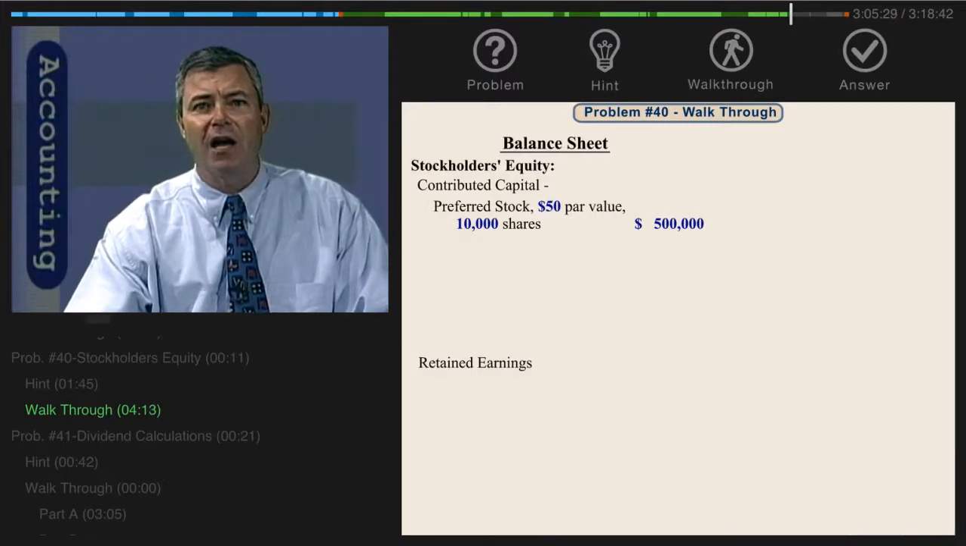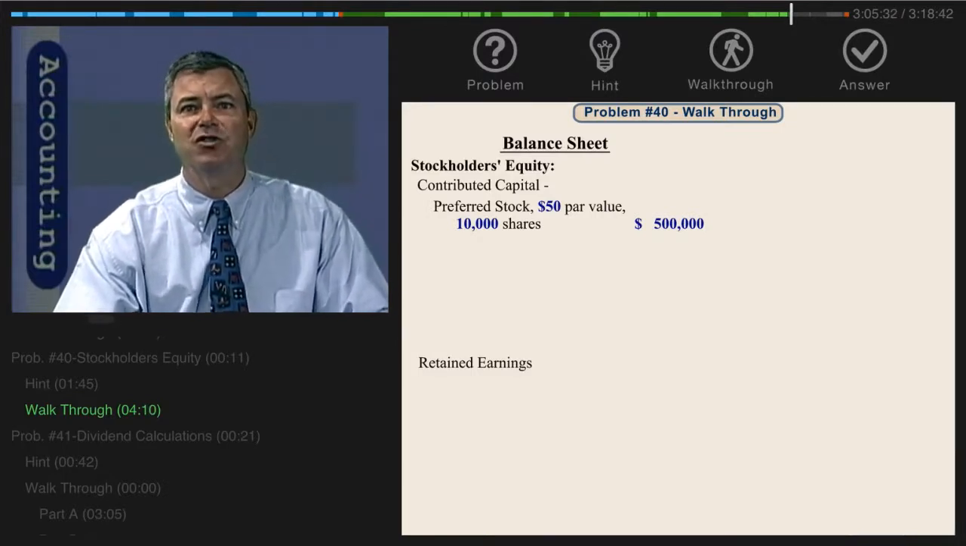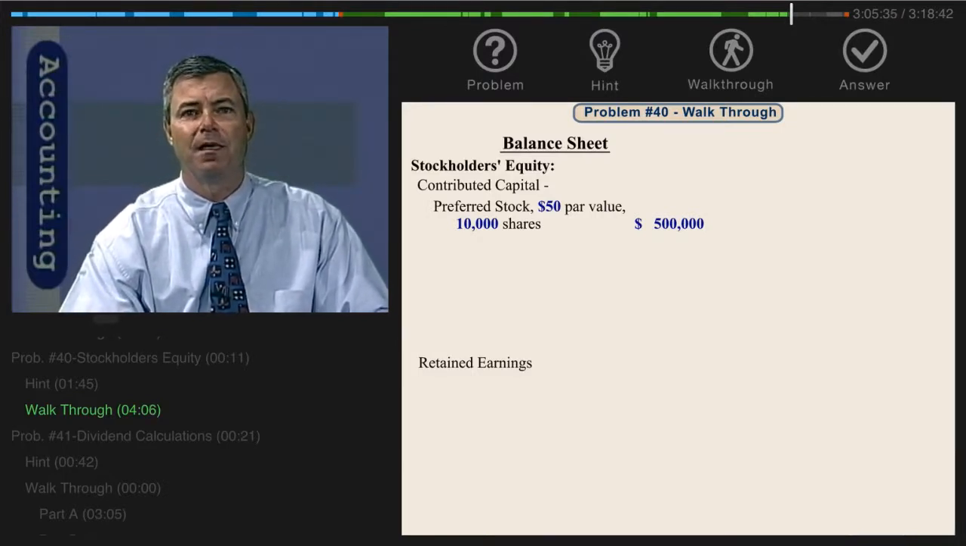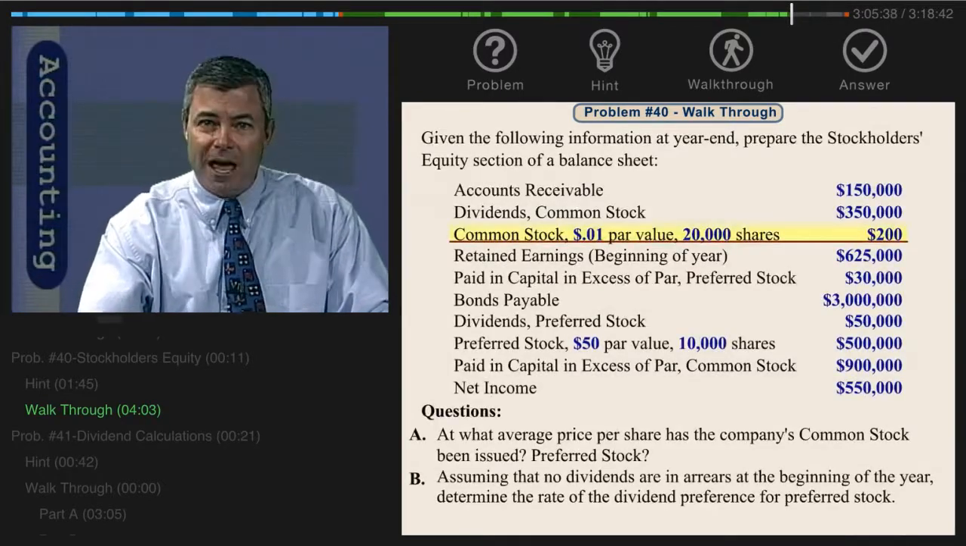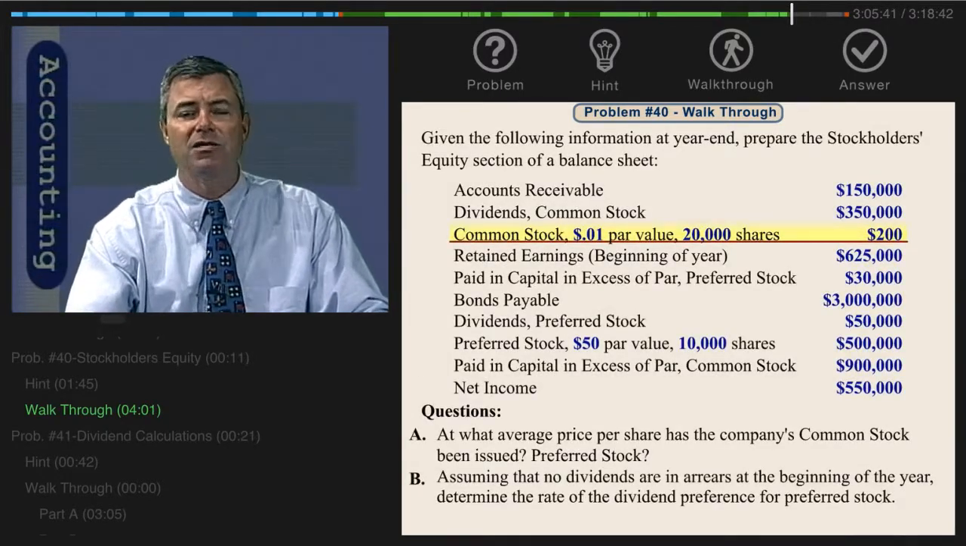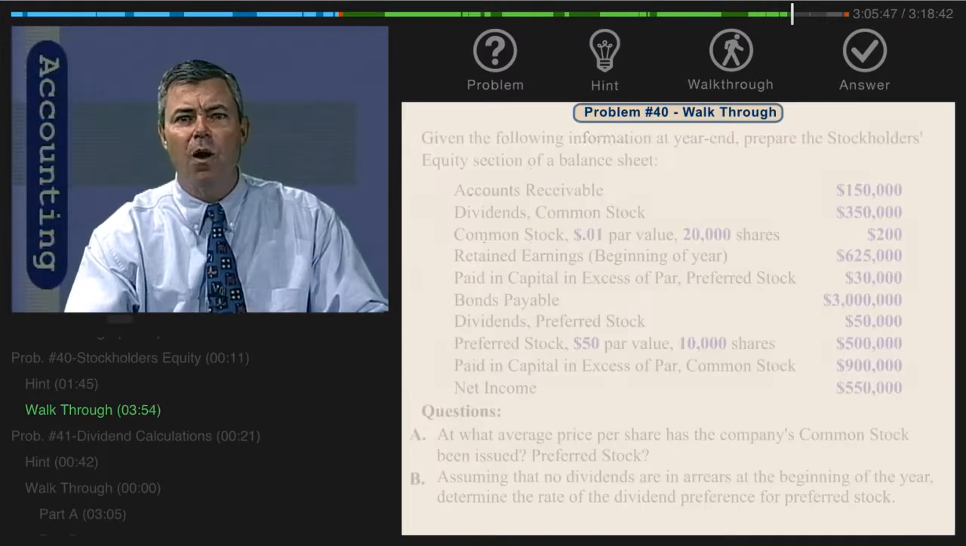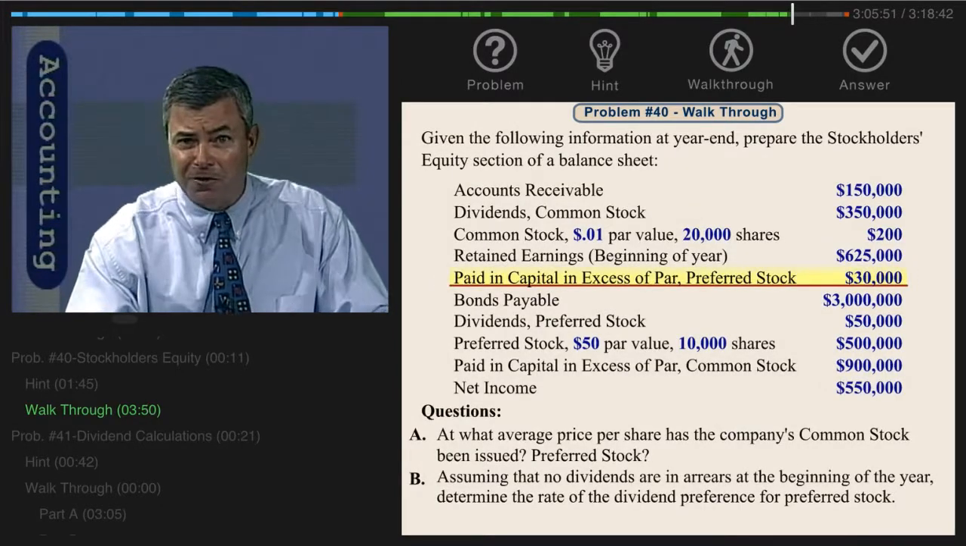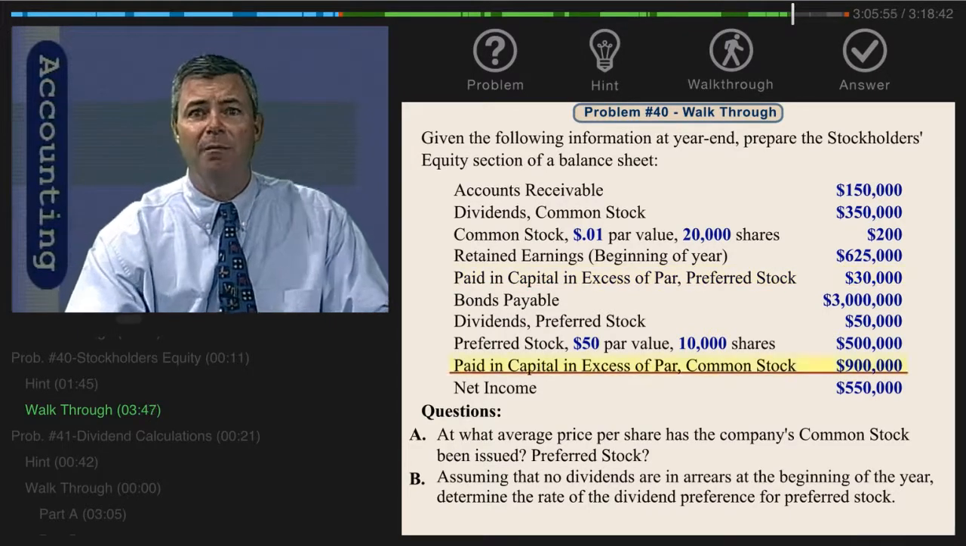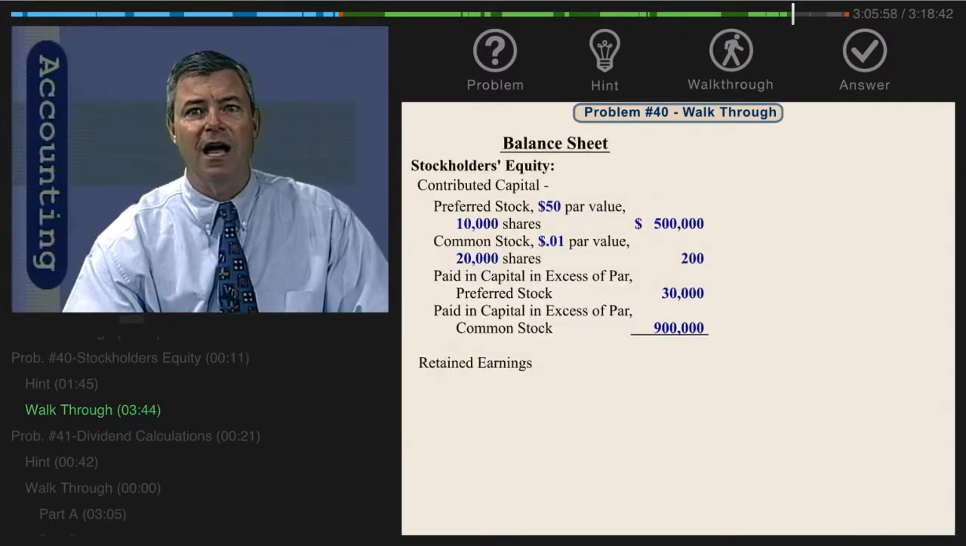And we'll show the preferred stock at its par value in this particular case for 10,000 shares or $500,000. The next thing that we'll show is any contributions at par value for the common stock. Common stock at 1 penny par value for 20,000 shares is the minimal amount of $200. Then we'll show also the paid-in capital in excess of par, first for preferred stock because of the preferences, and then for common stock. The amounts are reflected at $30,000 and $900,000 respectively.